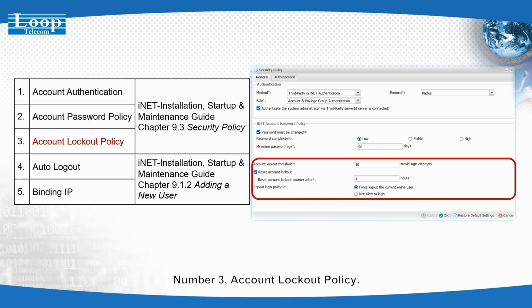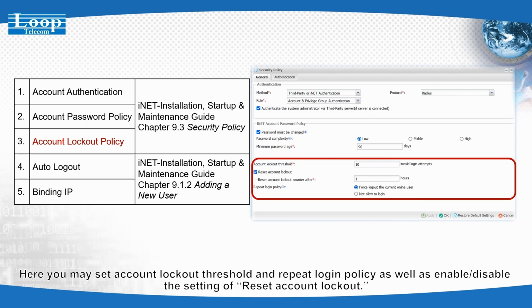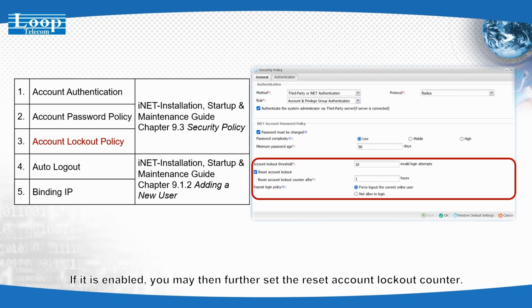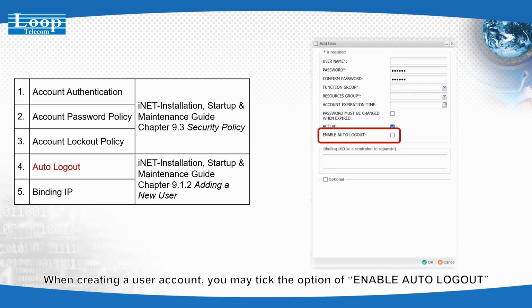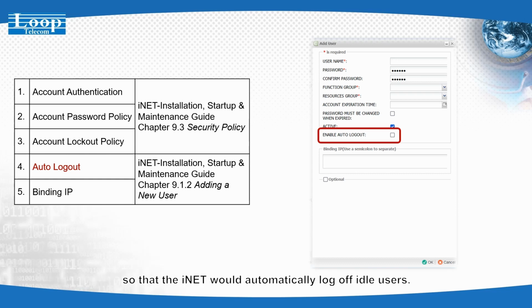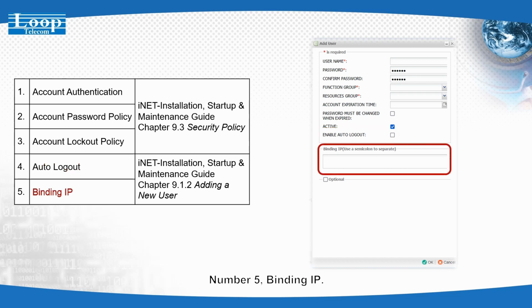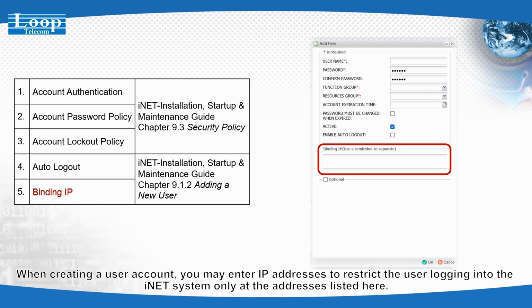Number 3. Account logout policy. Here you may set the account logout threshold and repeat login policy, as well as enable or disable the setting of reset account logout. If it is enabled, you may then further set the reset account logout counter. Number 4. Auto logout. When creating a user account, you may take the option of Enable Auto Logout so that the iNet will automatically log off idle users. Number 5. Binding IP. When creating a user account, you may enter IP addresses to restrict the user logging into the iNet system only at the addresses listed here.